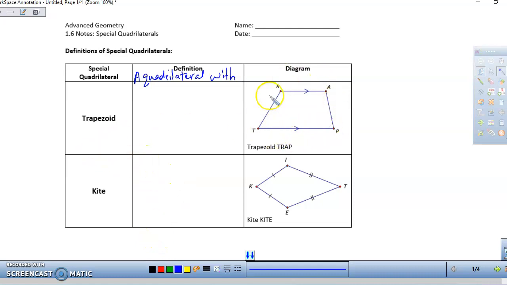So as you can see in the picture, what's special about a trapezoid is that we have one set of parallels. Okay, now it is exactly one pair of parallels, one pair of parallel lines. So these other two sides of the trapezoid cannot be parallel. So you have exactly one pair of parallel sides. Okay, and that's trapezoid.